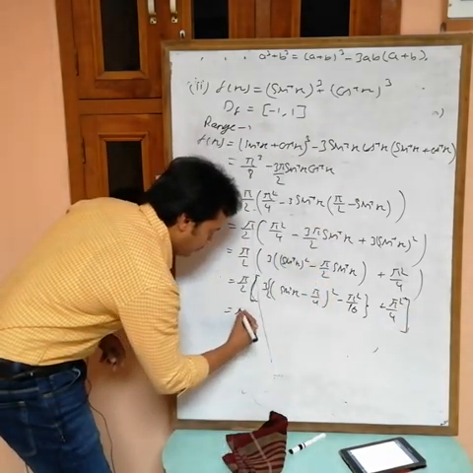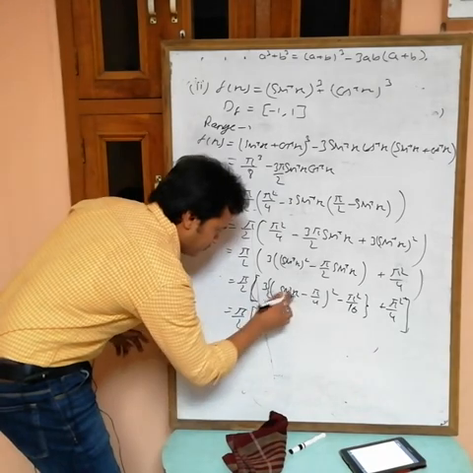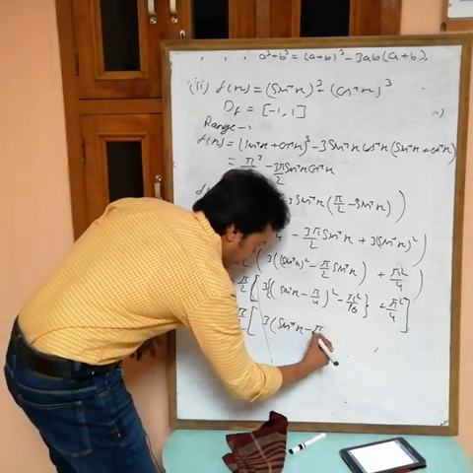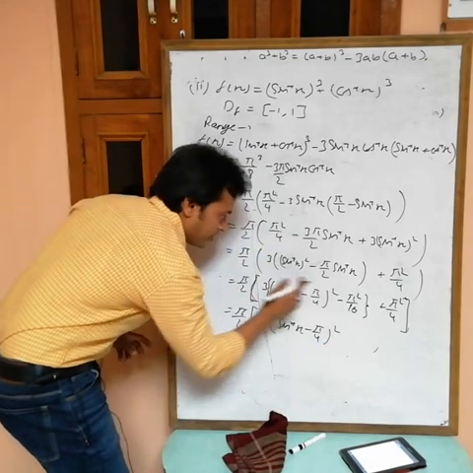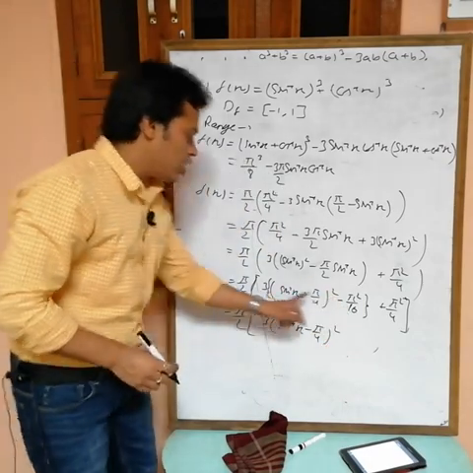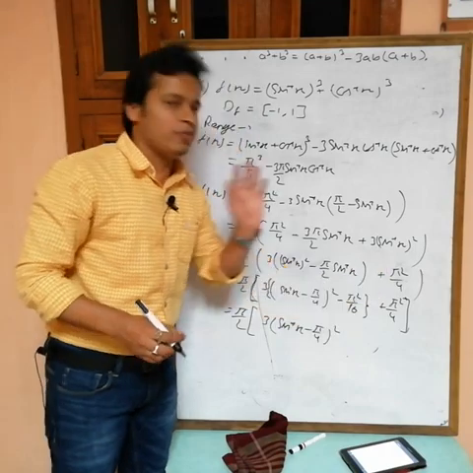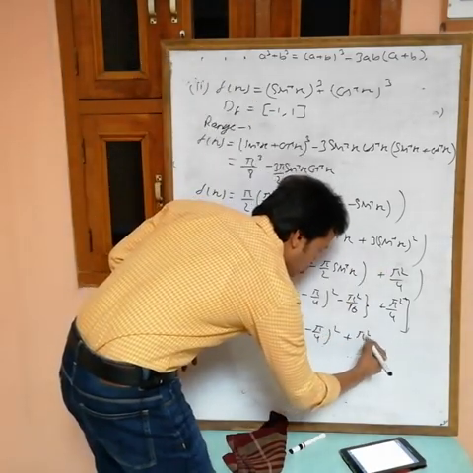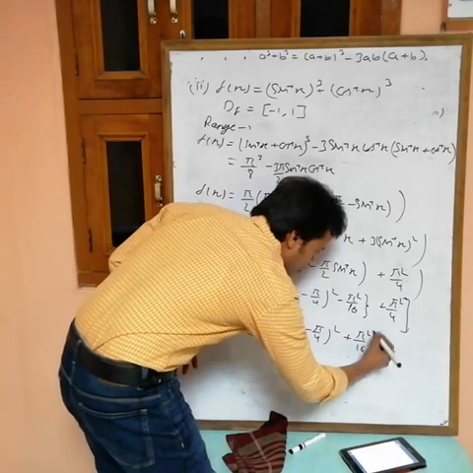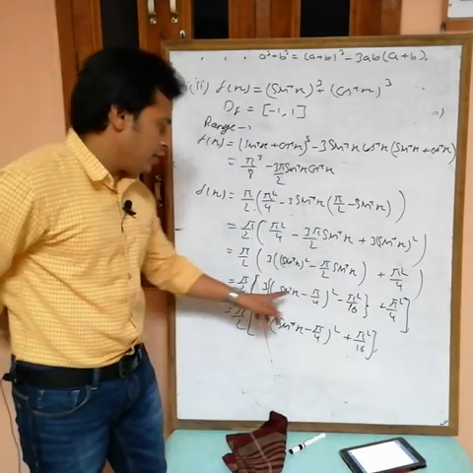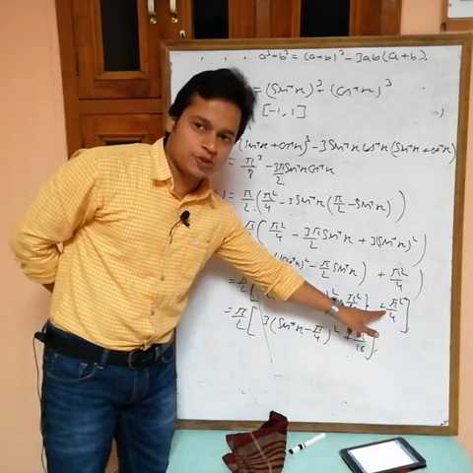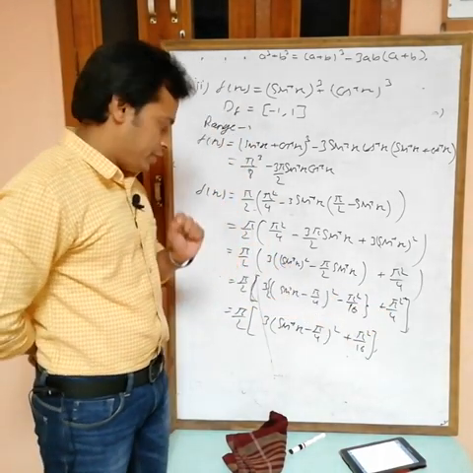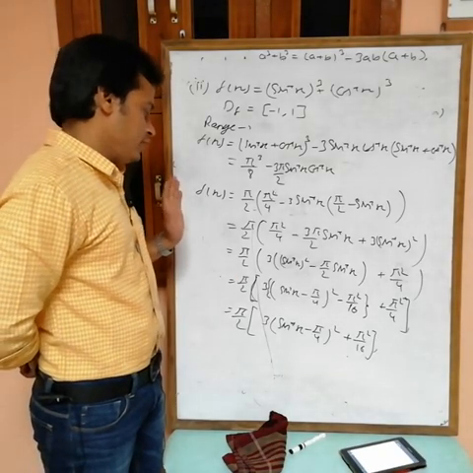Now multiply pi by 2 with 3 into sine inverse x minus pi by 4 whole square, minus 3 pi square by 16 and plus pi square by 4. If you solve this one, you will get pi square by 16. Okay? Minus 3 pi square by 16 and plus pi square by 4. If you solve, you will get pi square by 16, obviously. Okay. Now this is in terms of a square.